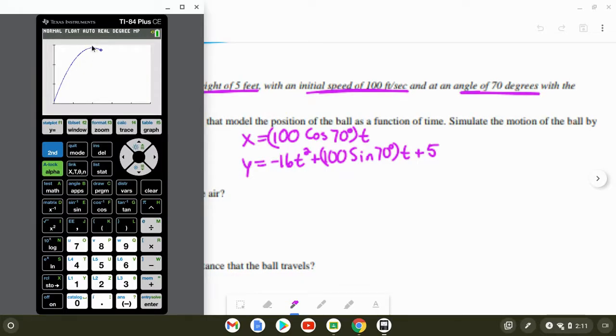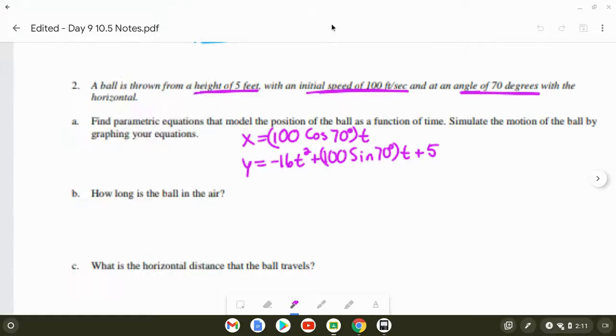Caps out somewhere up here, and this we said was, what did we say? It was like 200, 250, or 150, I think. So it's going to be pretty close to 150. This was 250. So we can kind of see what's going on there. So that's simulating the motion of the ball. Again, x is the horizontal distance, y is the vertical distance.